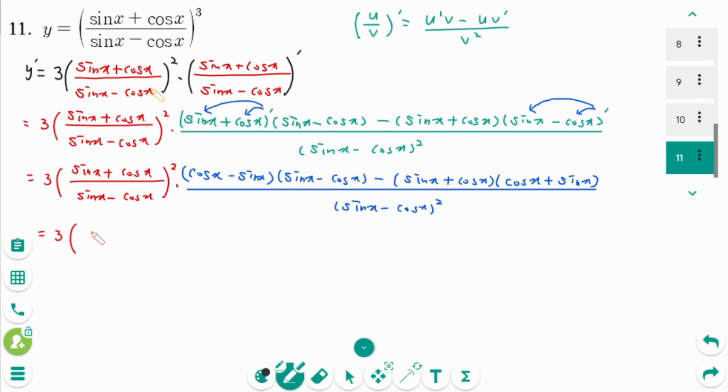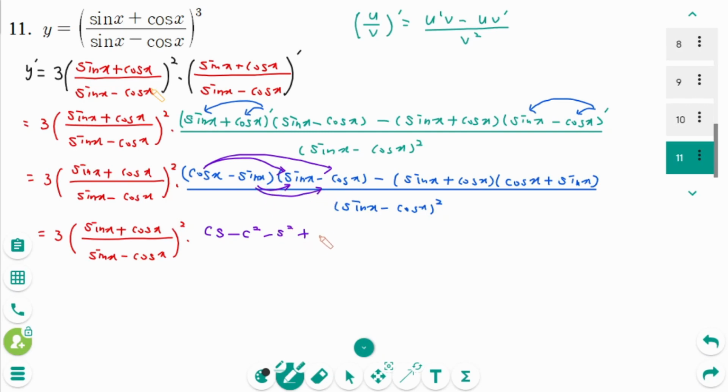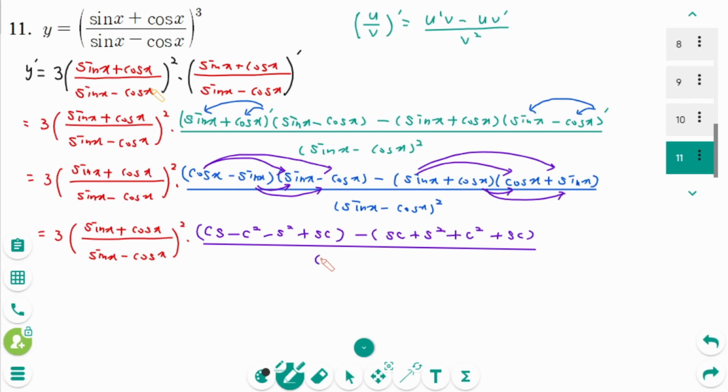Equals 3 times sin x plus cosine x over sin x minus cosine x squared times, expand: cosine sine, minus cosine squared, minus sine squared, plus sine cosine, minus sine cosine, plus sine squared, plus cosine squared, plus sine cosine, over sin x minus cosine x squared.